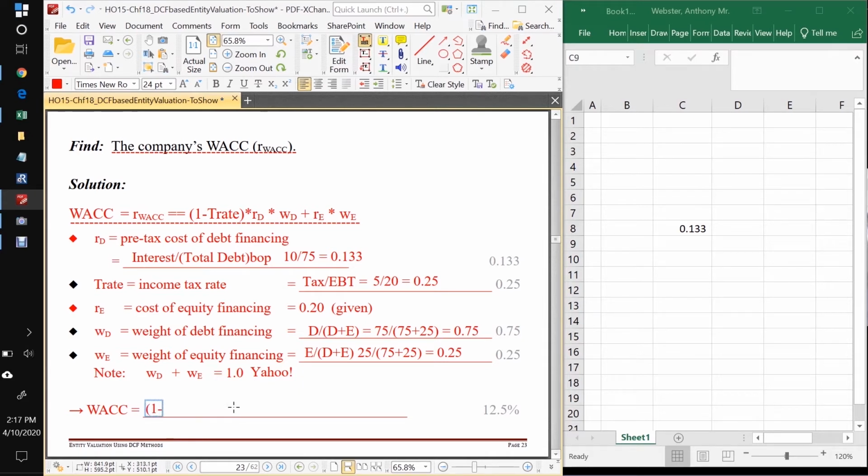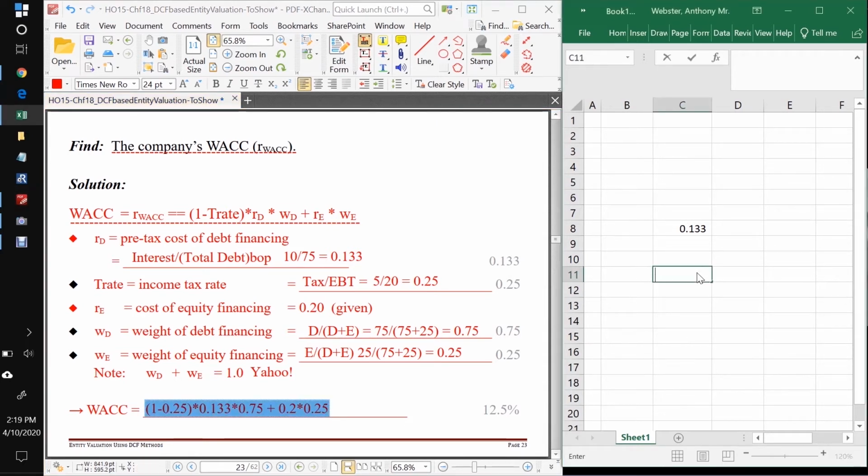So this is going to be 1 minus the 0.25 is their tax rate, times what's their pre-tax cost of debt, 0.133, and now we have to multiply that by the weight of their debt financing. So that's going to be times 0.75. And now we have plus their cost of equity capital. They estimate at 20%, 0.2 times the weight of equity for them, which is 0.25.